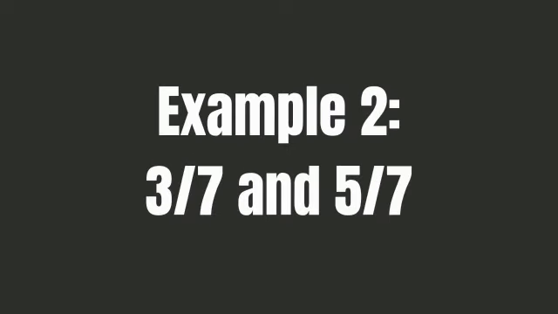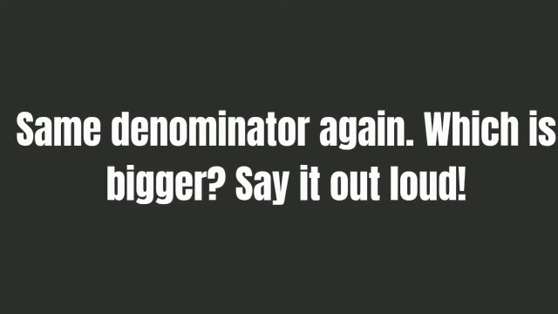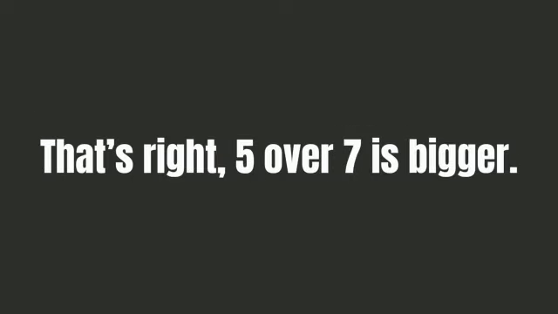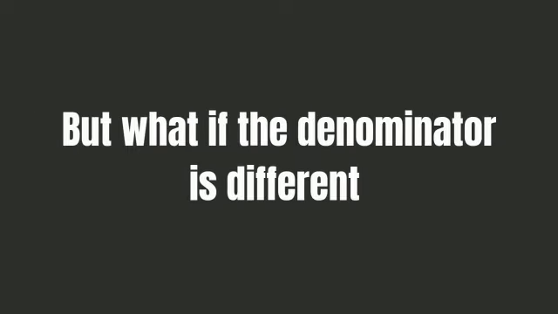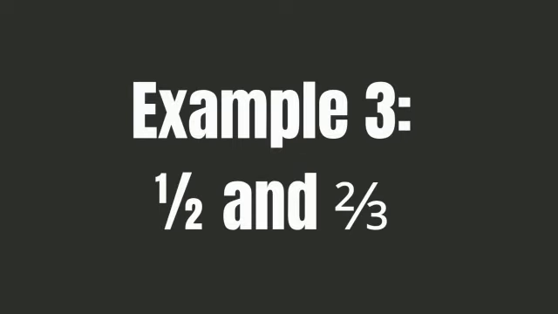Example 2. 3 over 7 and 5 over 7. Same denominator again. Which is bigger? Say it out loud. That's right, 5 over 7 is bigger. But what if the denominators are different? Example 3. 1 over 2 and 2 over 3.